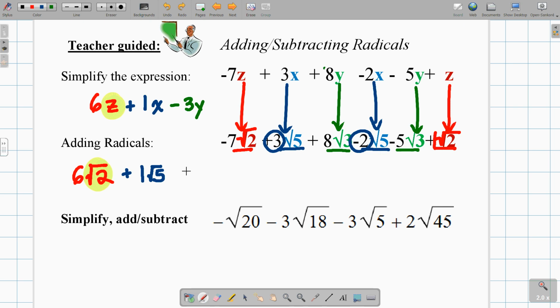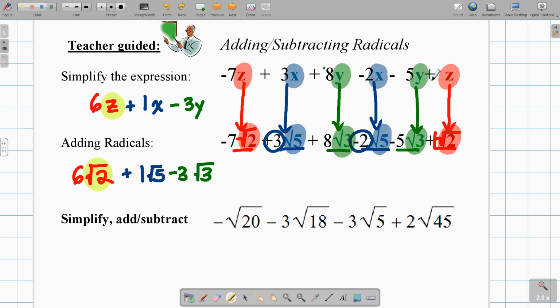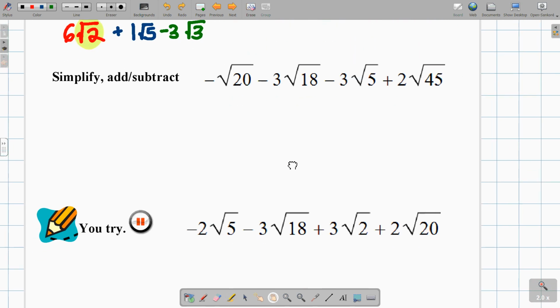Let's try a pure radical. Okay, so before we do that, it is important that we simplify everything first. So let's come here, and every single term underneath, you ask yourself, can it be simplified? And if it can, we break it down. Ready? The 20 can be simplified. So can the 18. Do you see the 1 and 5? You can't go anywhere with that, so we're not going to do anything with that.